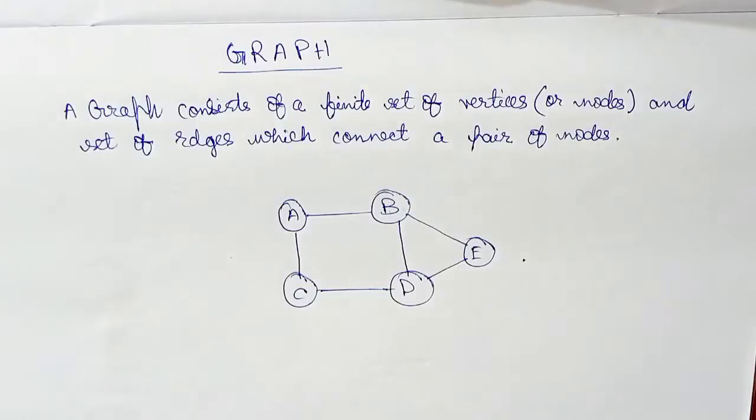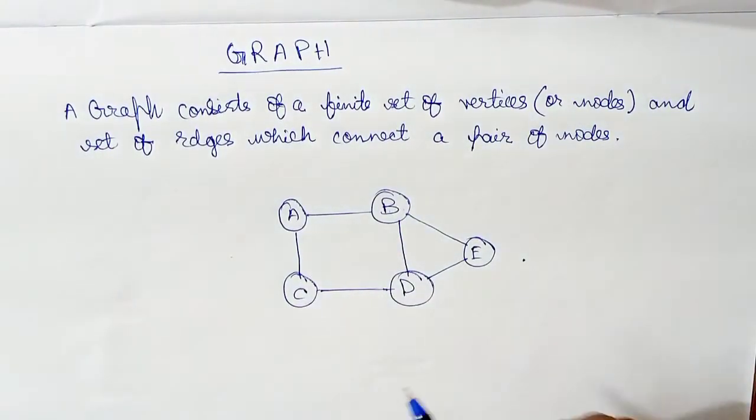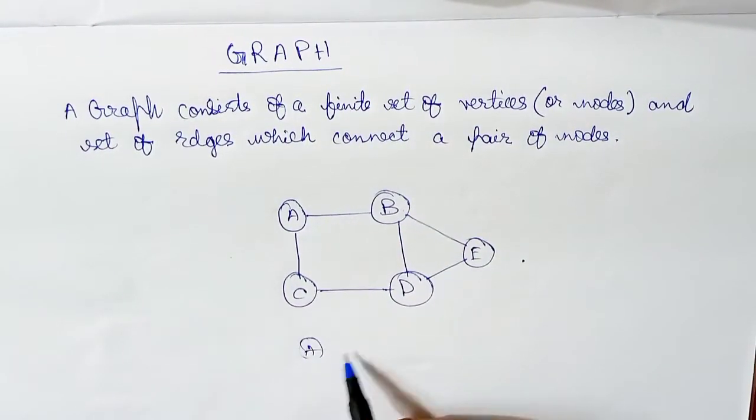So now moving ahead, let's discuss what the types of graphs are. Here you can see a graph that has 5 vertices, or we can say 5 nodes. But what type of graph is it? It's an undirected graph. So what is an undirected graph? An undirected graph is a graph that has only undirected edges, and we don't know in which direction it is going. Let's say we have a graph like this.